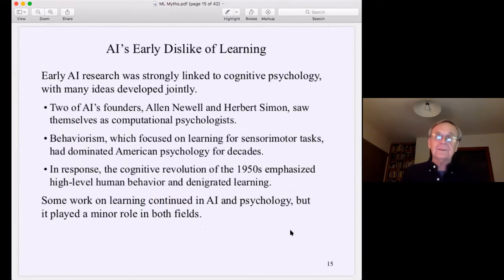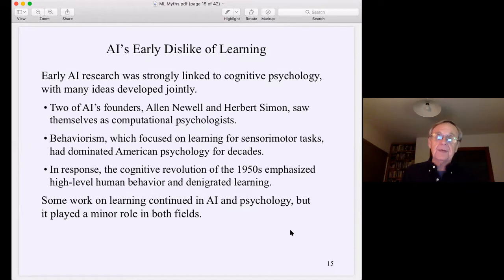Now, what was going on here? Why didn't AI researchers like learning? Well, it was partly because of the connections to cognitive psychology. Those were two fields that grew up together. Cognitive psychology really made major breakthroughs at around the same time as AI in the late 50s, and it wasn't an accident. It was because cognitive psychology adopted the computational metaphor and there were active researchers who were doing both at the same time.